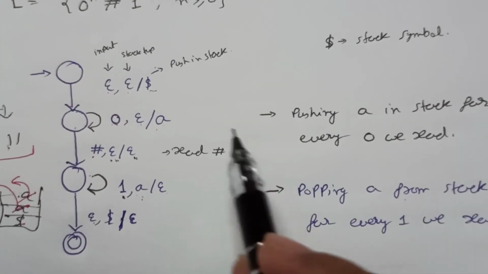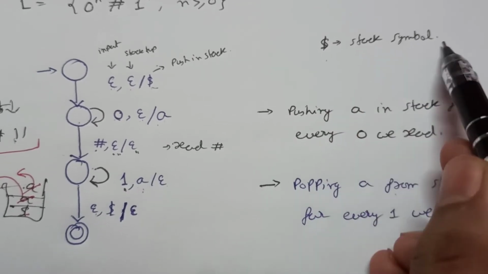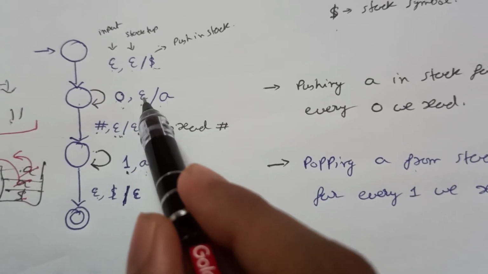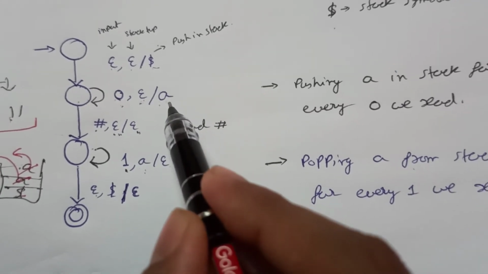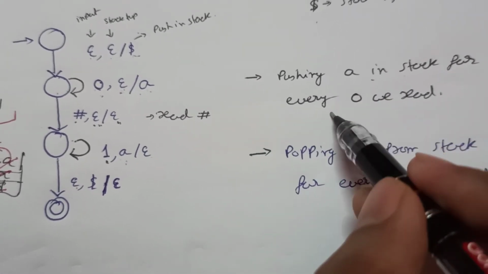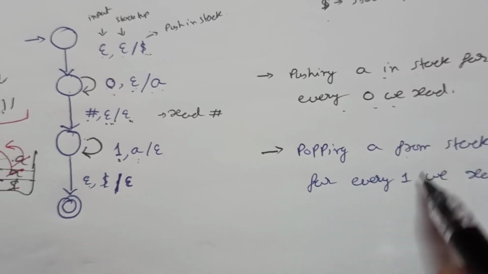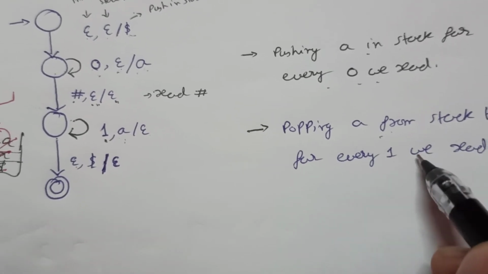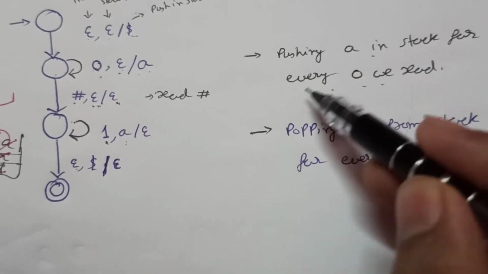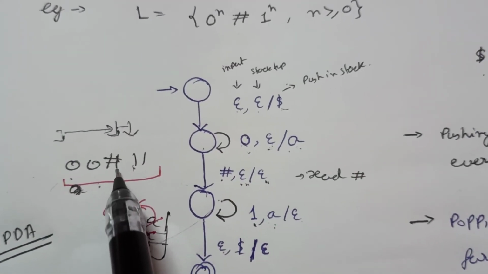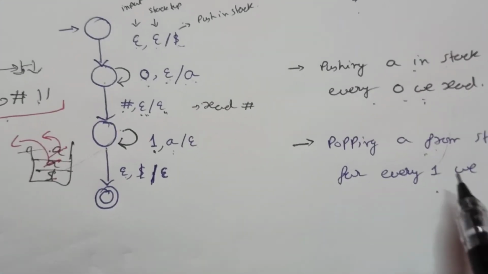See, I have also written here: this is our stack symbol, and for every symbol 0, with stack top null, we push a inside the stack. So for every 0 we read in our input, we push a, and for every 1 we read, we pop a from the stack top. This ensures that the number of zeros and the number of ones before and after the hash symbol is always the same. Okay, so this is the required DPDA.